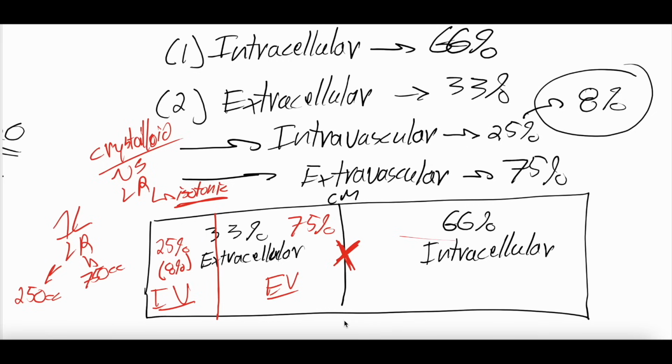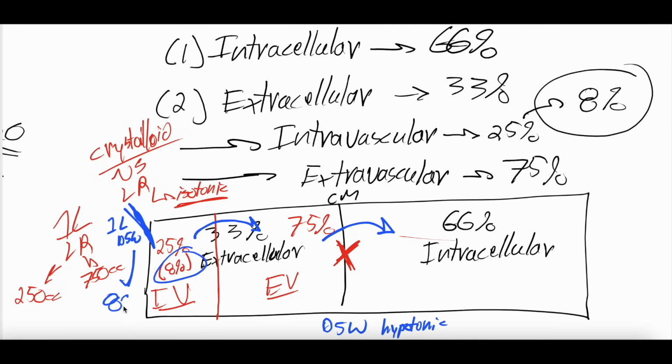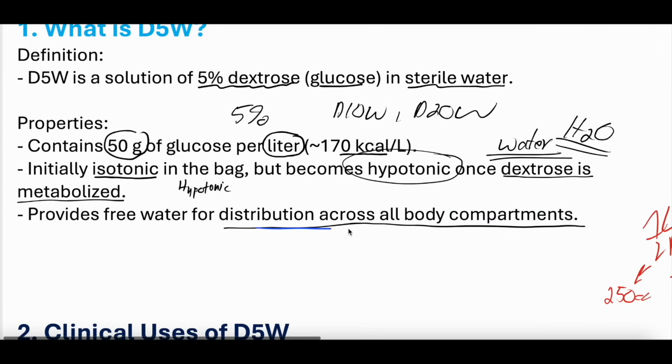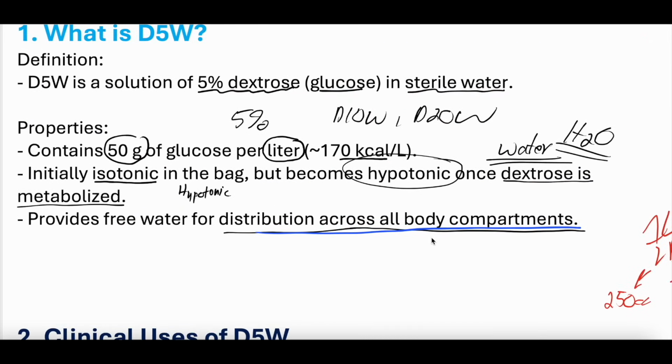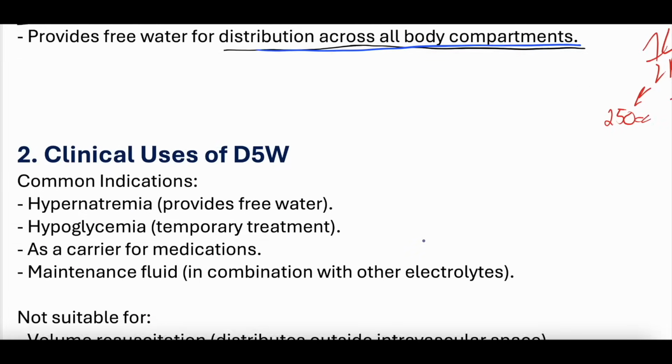But we just mentioned D5W is hypotonic after that glucose is metabolized. So what that means is, since it's hypotonic, it will actually cross. So you put it in the IV, right? You give a liter of D5W into the IV, into the intravascular space. Well, that will equilibrate with both the extravascular space as well as the intracellular space, which means if you give 1 liter of D5W, only 8% of it, 80 cc's, will stay intravascular, right? Because it will equilibrate throughout all spaces, including this huge intracellular space, which is why it distributes across all body compartments, and it is not a resuscitative fluid, right? Because very little of it stays in the intravascular space.